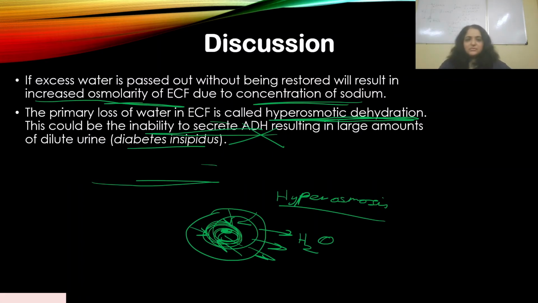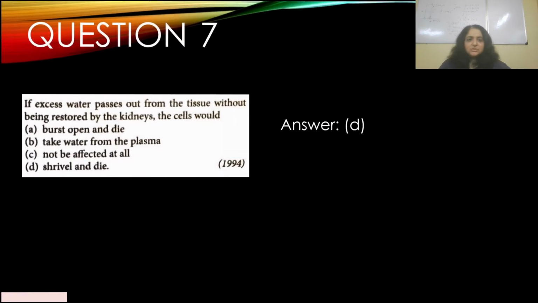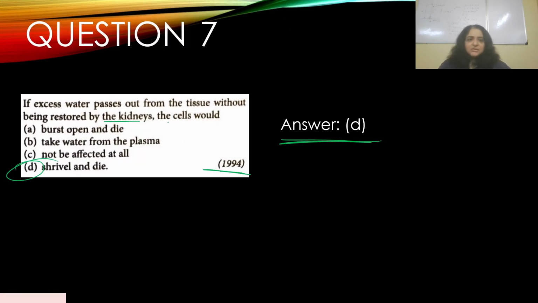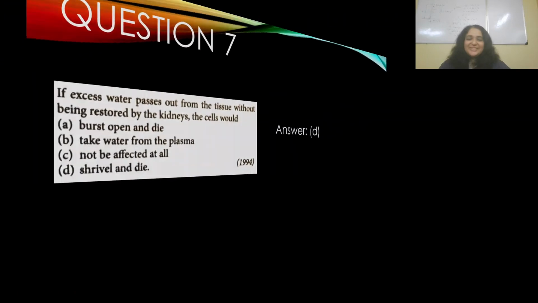Clear? So let's go back to our question. If excess water passes out from the tissue without being restored by the kidneys, the cells would shrivel and die. That will be the end of the cells. Okay, let's move on to the next question.